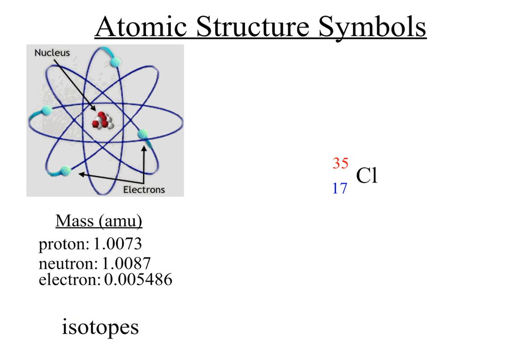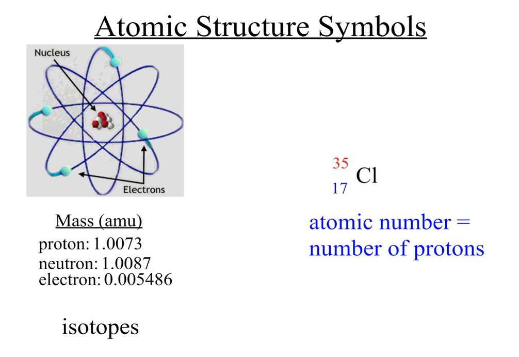So we're going to stop with our model there, but we are going to need to use some atomic structure symbols. Here you see the symbol for a chlorine atom. The blue number on the bottom represents the atomic number. This is the number of protons that is present in the atom. And then the top number is the mass number, which is the number of protons plus neutrons. Now, interestingly, the neutron actually wasn't discovered until 1932 by a man by the name of Chadwick.